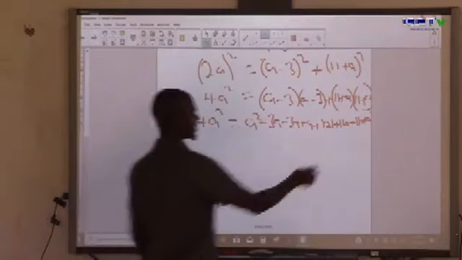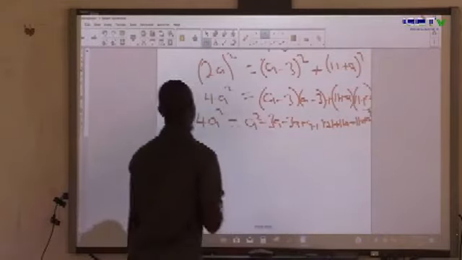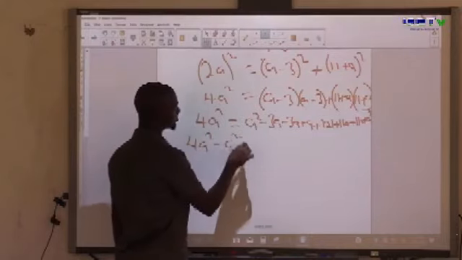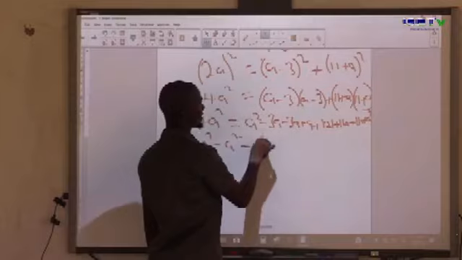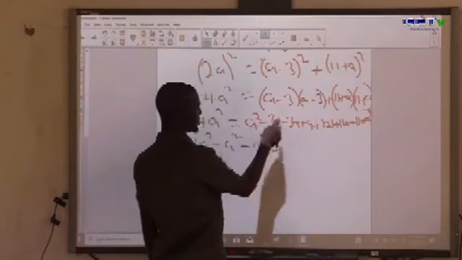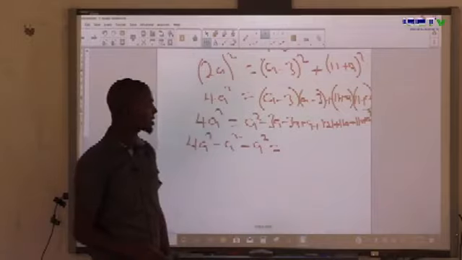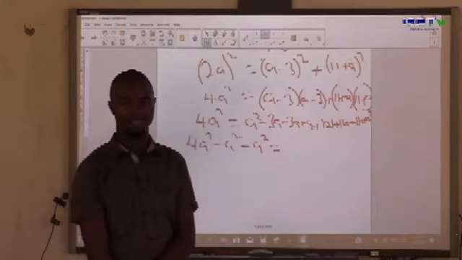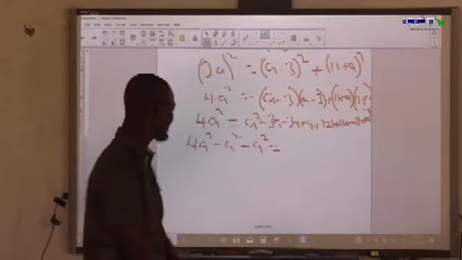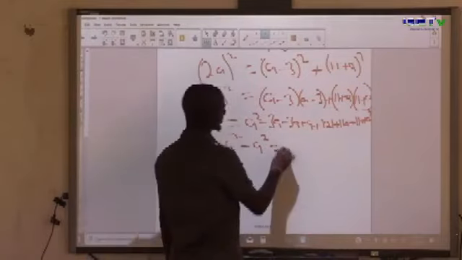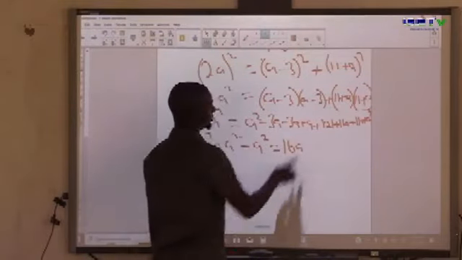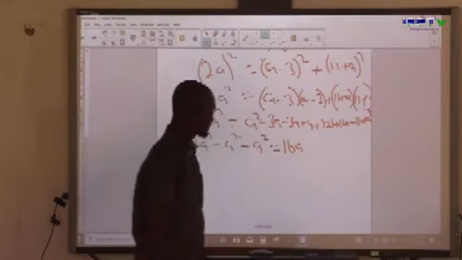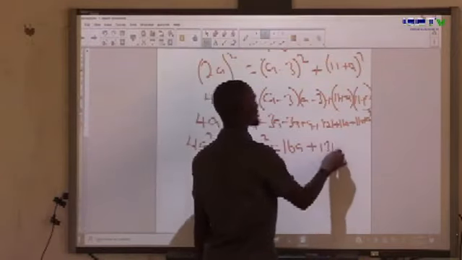What do you do next? You collect like terms. This is A square at the far end here. You will have 4A square minus A square minus A square is equals to minus 3A minus 3A is minus 6A, minus 6A plus 11A, that is 5A, and 5A plus 11A is 16A. This is going to give you 16A, then 9 plus 121, that is 130.